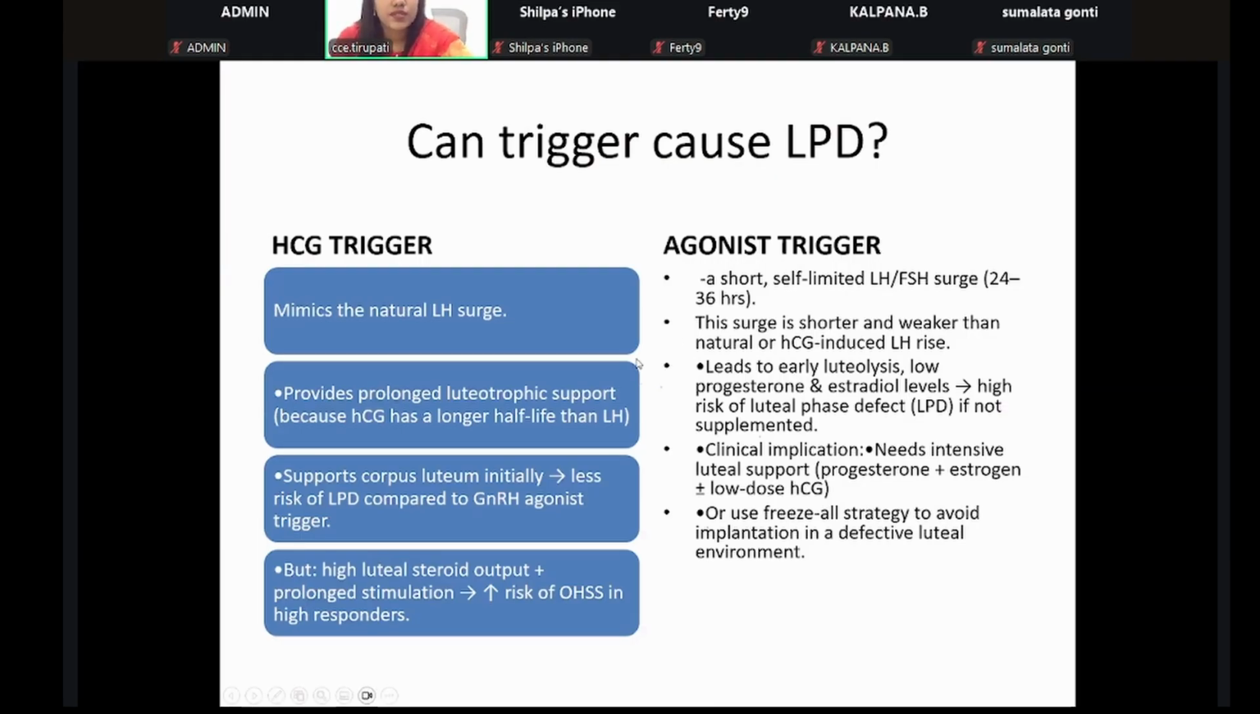So can trigger cause luteal phase defect? Will it be based on the type of trigger we give, like with HCG and agonist trigger? These are the two triggers which we use in IVF cycles. So HCG trigger mimics the natural LH surge because HCG itself is a surrogate for LH.